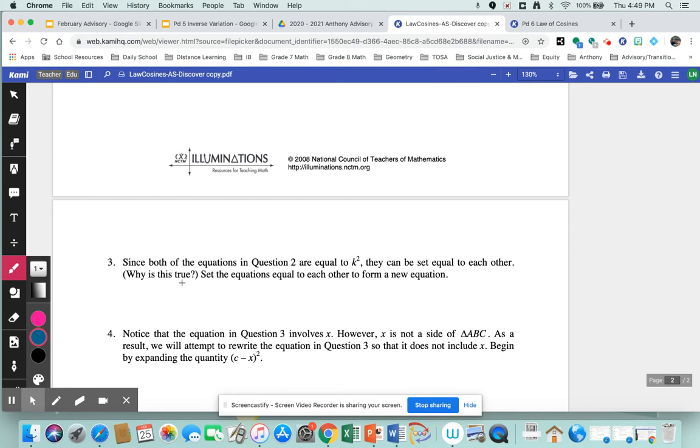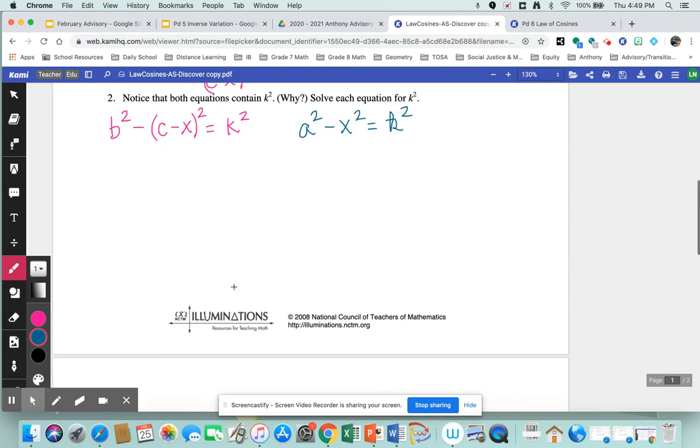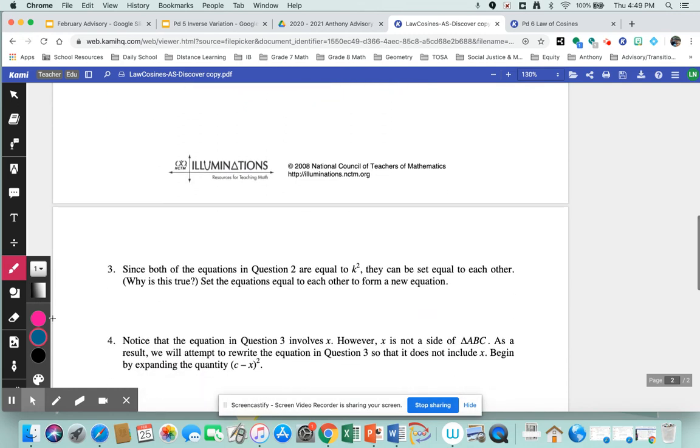So for step 3, let me scroll back up so I can see. So b squared minus, and then in parentheses, c minus x, close your parentheses, squared, is equal to a squared minus x squared.